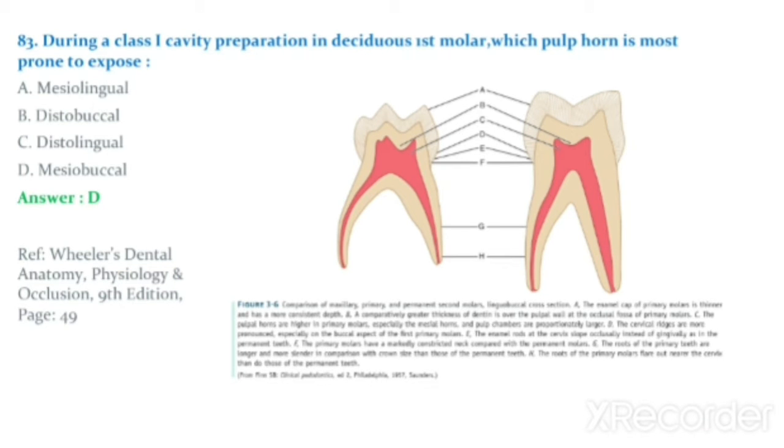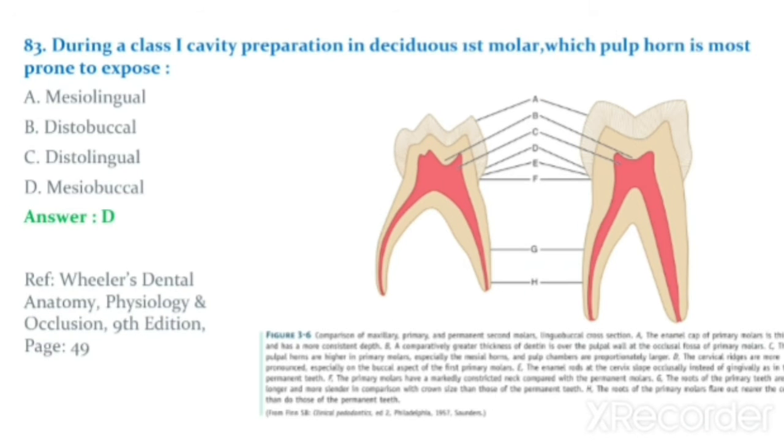Question number 83. During class 1 cavity preparation in deciduous first molar, which pulp horn is most prone to exposure? Option A, mesiolingual, option B, distolingual, option C, distobuccal, option D, mesiobuccal. The answer is mesiobuccal. The reference is from Wheeler's Dental Anatomy, Physiology and Occlusion, 9th edition, page number 49.